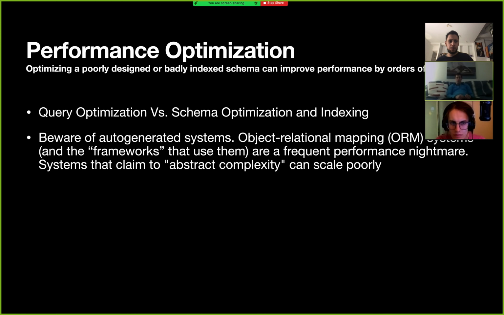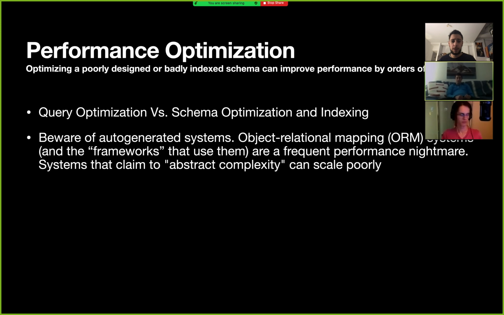Okay. Sometimes people create or use these systems that make managing the database easy because it does it all for you. Some of them use something called object relational mapping, where objects in your code are replicated as database objects.